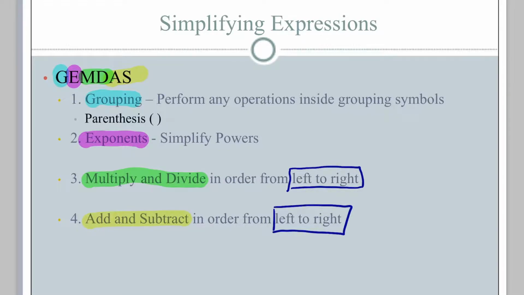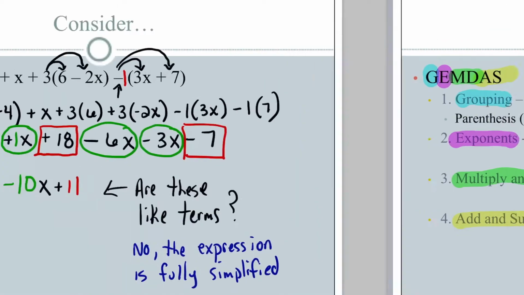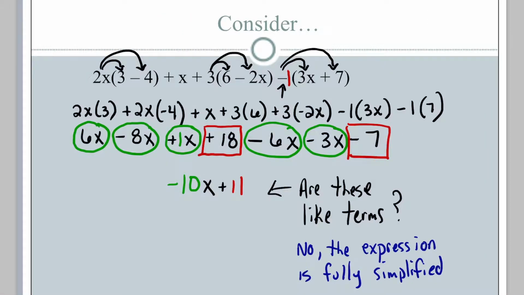So I'm going to go back one slide, and we're going to see if we did that in our expression that we just simplified. So here's the expression we just simplified. Did we work with our grouping symbols? In this case, yes. And the way that we worked with our grouping is by distributing. So we simplified our parentheses first by distributing into them.